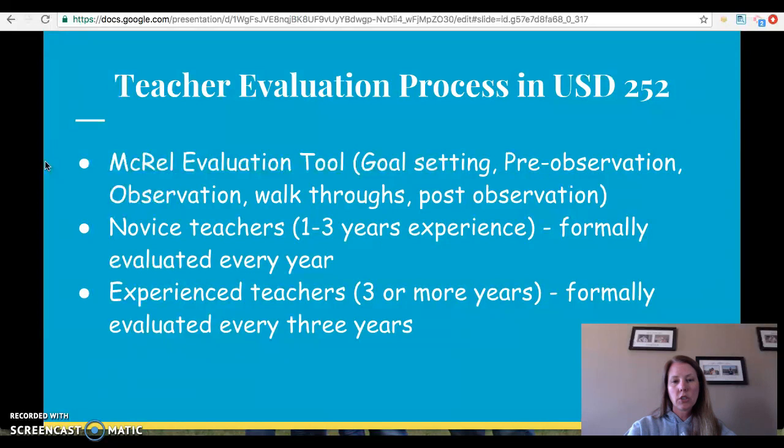The novice teachers, any teachers with first year through third year experience, are formally evaluated every year. Experienced teachers with three or more years are formally evaluated every three years. However, if an experienced teacher is struggling, then they might get on the every year cycle as well.